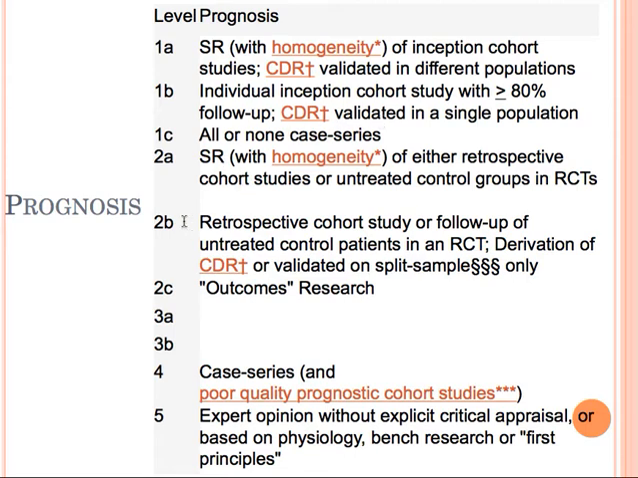And then for a 2B, it's a retrospective cohort study. So basically, it's all focused on cohort studies. The only other one, I guess, is that outcomes research comes back again, the same as for therapy. They have outcomes research or ecological research as a 2C. And then finally, for 4, there's a case series. So here we have 3 different types of research design.